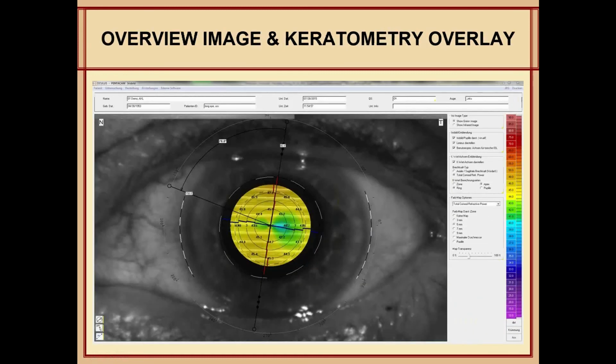Now, one of the most exciting things that they are doing is an overview image and keratometry overlay. You remember we talked that they take a picture with the green LED light showing the different veins and arteries in the conjunctiva. They superimpose the keratometry on it, and you can move it in different ways and align it with a vein or a blood vessel of your choice.